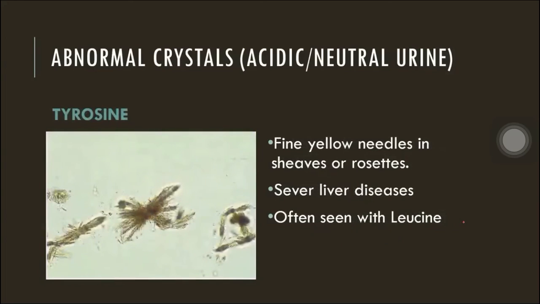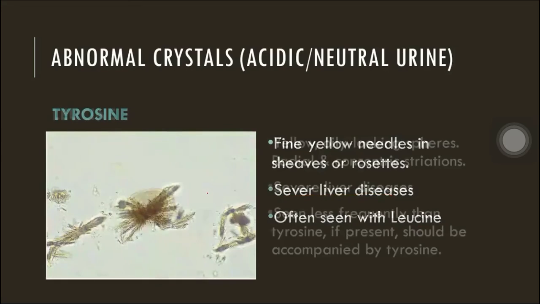Next, we have tyrosine. Tyrosine are fine yellow needles in sheaves or rosette, seen in severe liver diseases. Same with bilirubin. It is seen often in conjunction with leucine. Si tyrosine kakamba lagi si leucine.